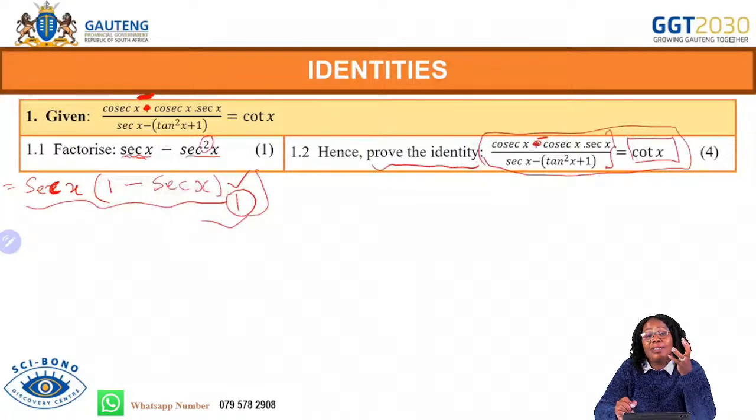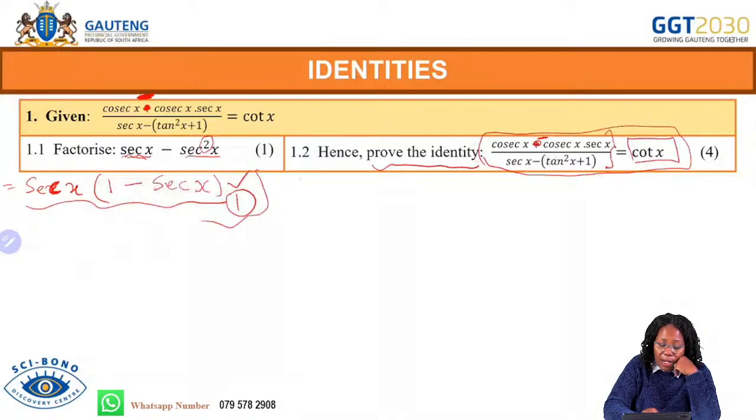That means the answer is given to you being cot x, okay? And then now, let's start. We are given cosec x minus cosec x multiplied by sec x.